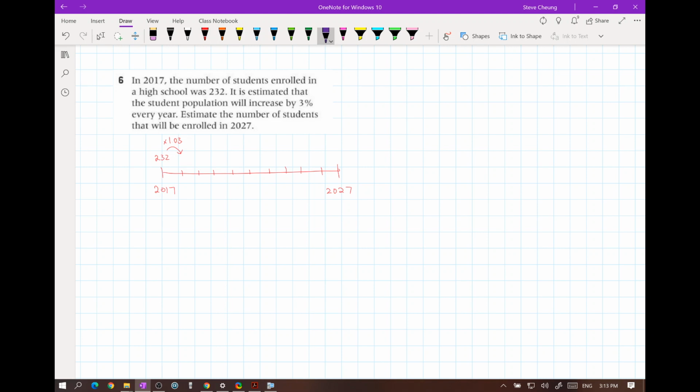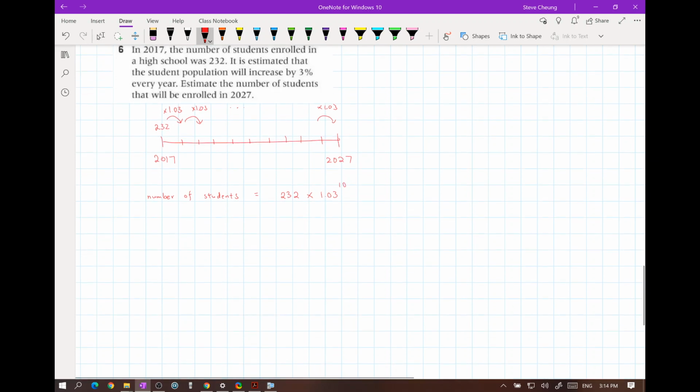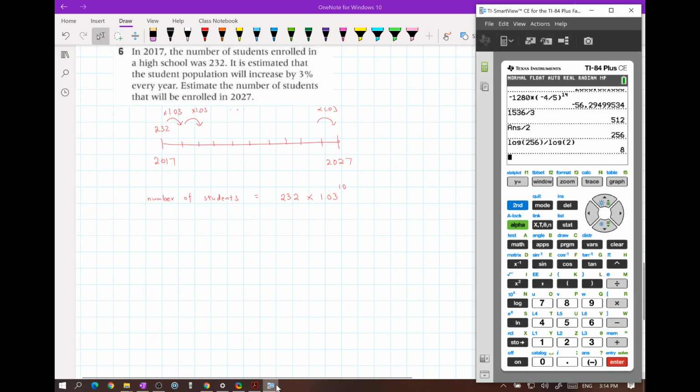So you should be able to see that this is a 10-year gap. So fast forward 10 years. In other words, you want to do this 10 times. So we can write the population, or just number of students, equals 232 times 1.03 to the power of 10. And what does that give us?